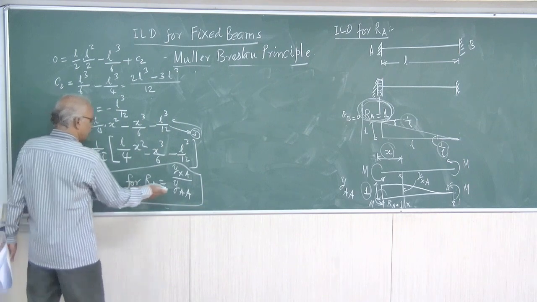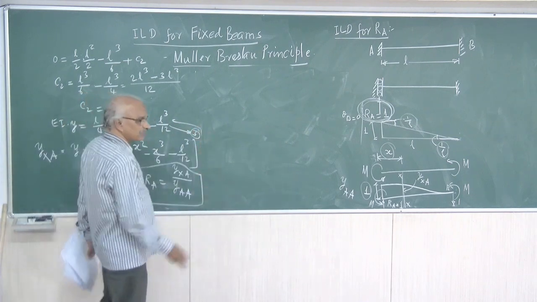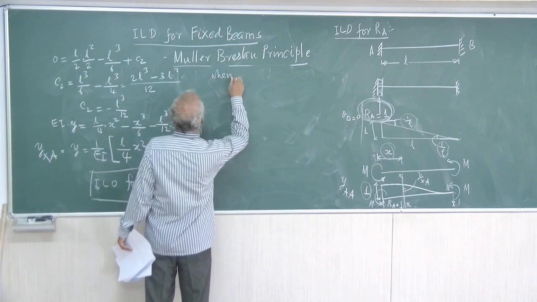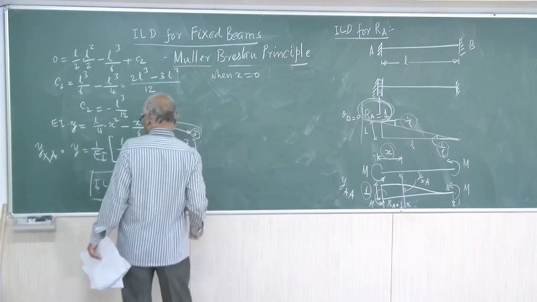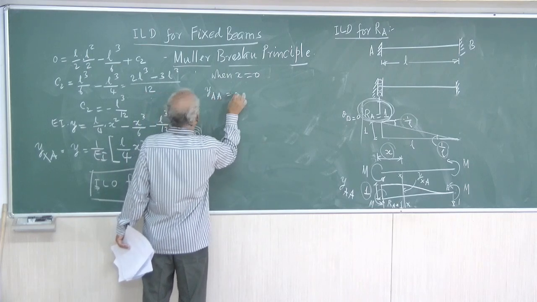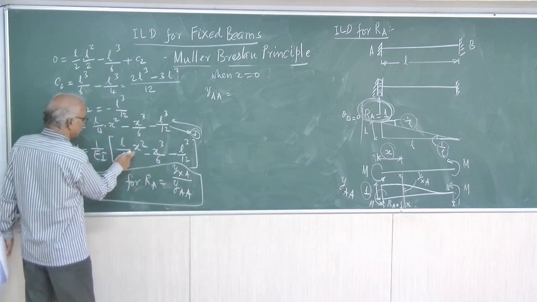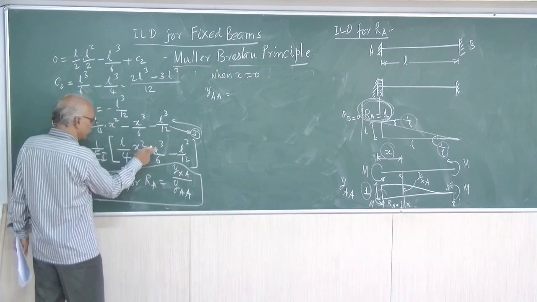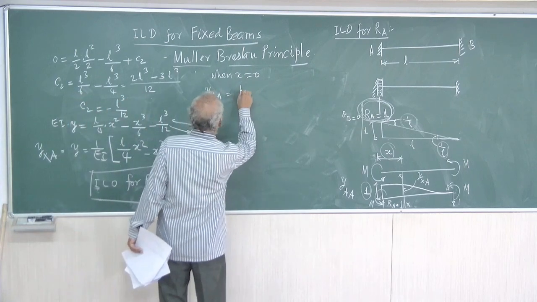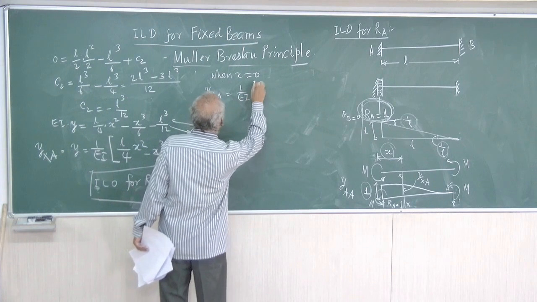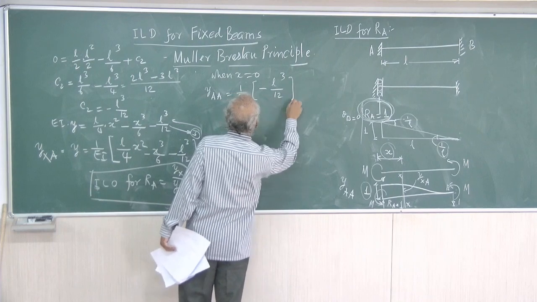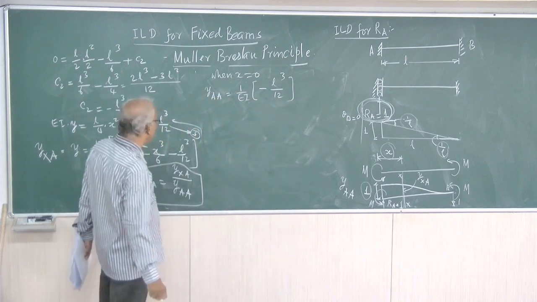For Yaa, we have to substitute x equal to 0. X is measured from the left hand support. Therefore, when x equal to 0 in this equation, Yaa equal to, now x is 0, so this will become 0, this will become 0, only minus L cube by 12 remains. Therefore, Yaa equal to 1 by EI into minus L cube by 12. That is the value of Yaa.